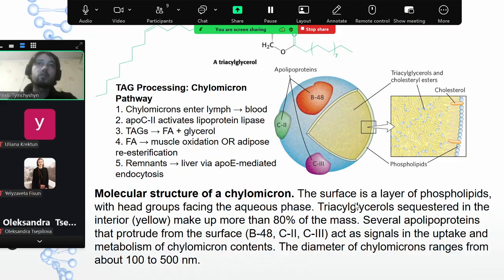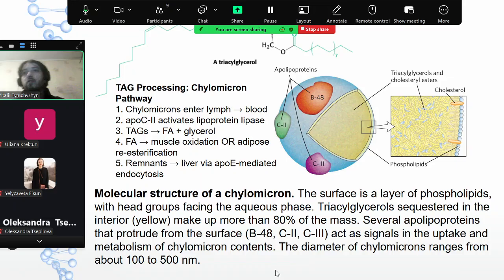The chylomicrons enter the lymph, then blood. The ApoC2 seeks to activate lipoprotein lipase, and once again triacylglycerols can be deconstructed into fatty acids and glycerol, and then fatty acids may go to oxidation, for example in muscles, or they can undergo re-esterification and storage, for example in adipose tissue. The remnants may be returned to the liver and taken up via ApoE-mediated endocytosis.